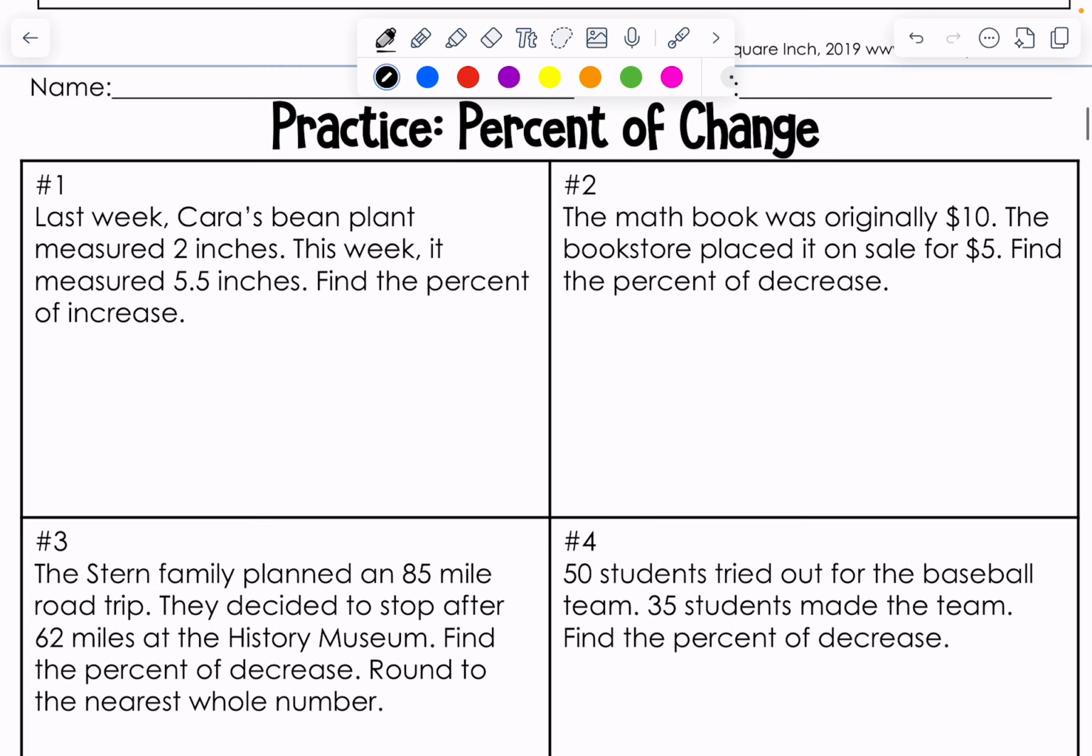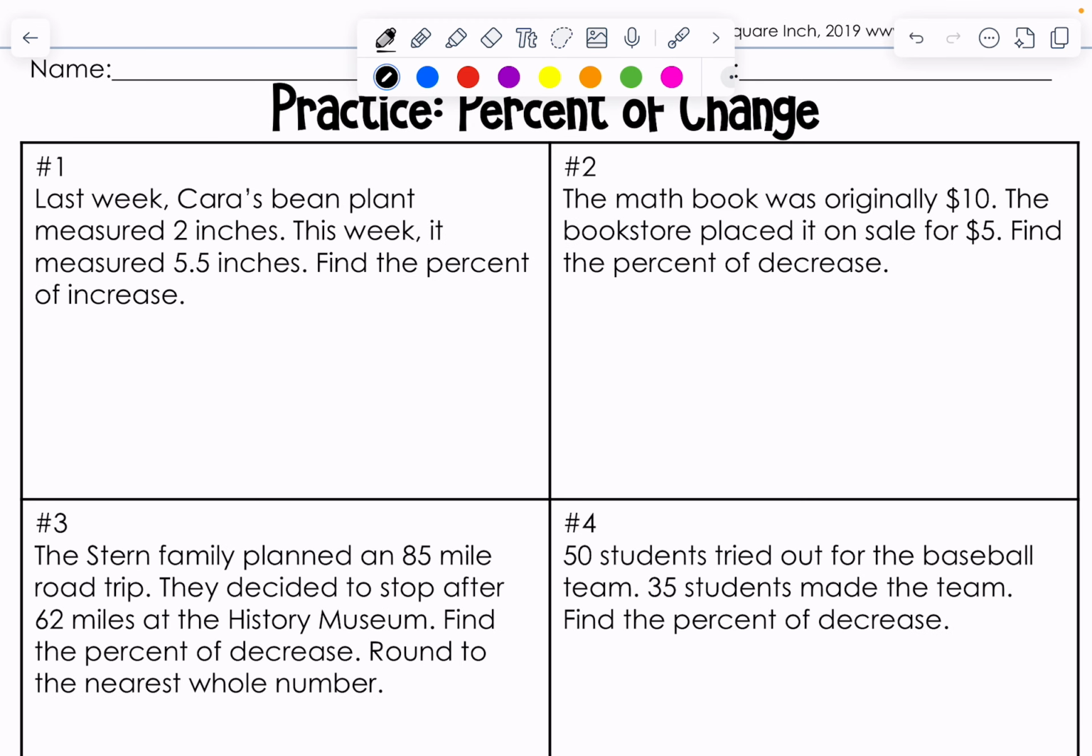So let's look at a couple of other ones. Last week, Kara's bean plant measured 2 inches. This week, it measured 5.5 inches. Find the percent of increase. So we're solving for the percent. So we have x over 100.